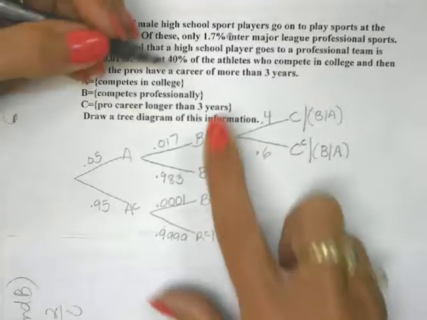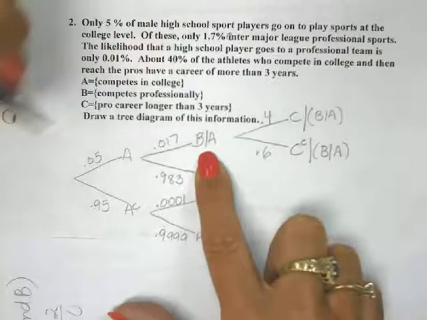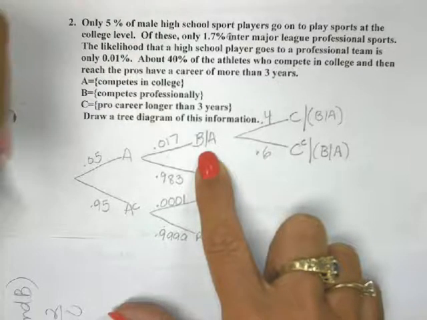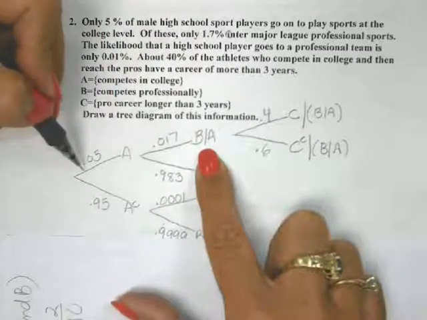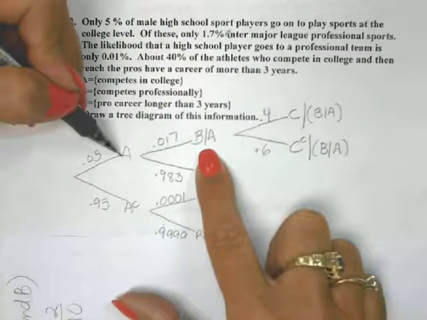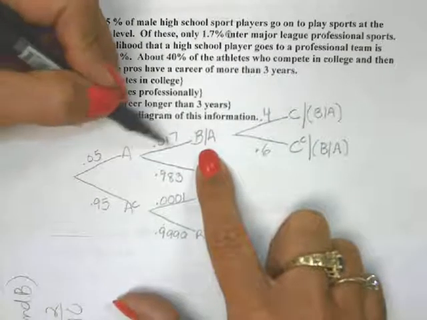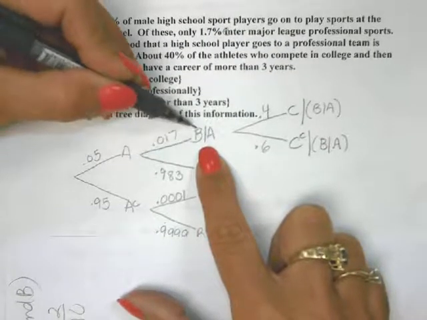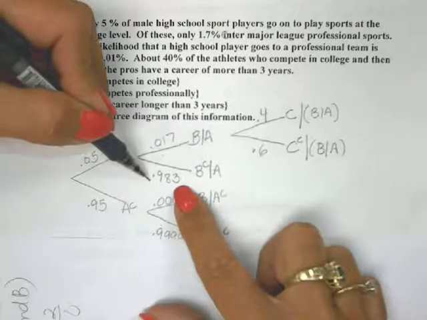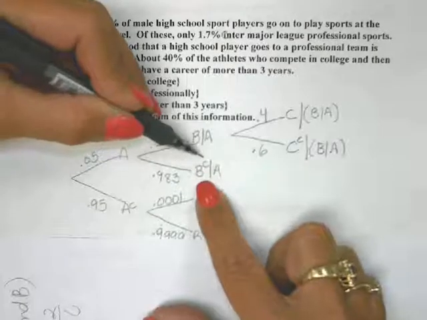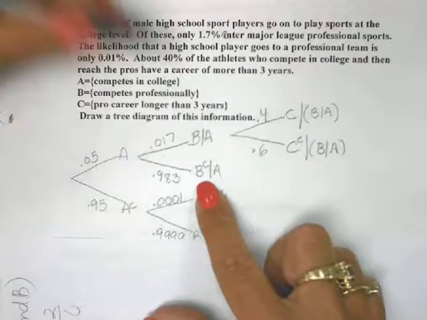But every single branch beyond the first is a conditional probability. So I like to write it so I can answer questions more clearly in the end and have it labeled a little more clearly. So if you have competed in college, you have a 1.7% chance of playing at the major league. Therefore, you have a 98.3% chance of not being in the major league. Now let's continue on with the information.